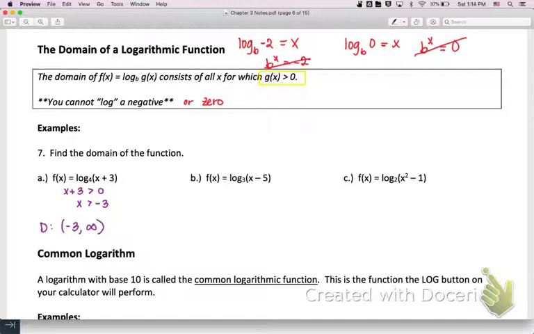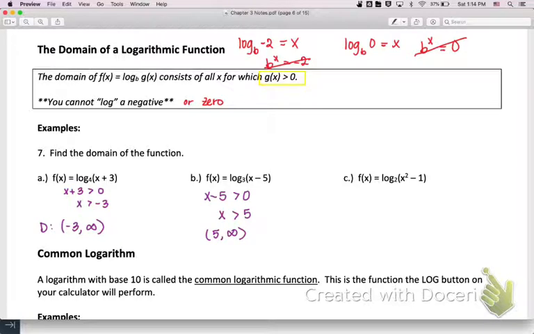Okay? Go ahead and try b while I give you 3 seconds. So in this case, x minus 5 must be greater than 0, which means x must be greater than 5. So 5 to infinity is the domain here.